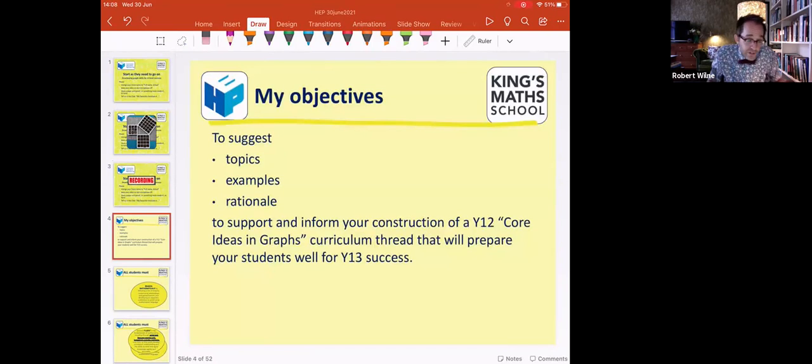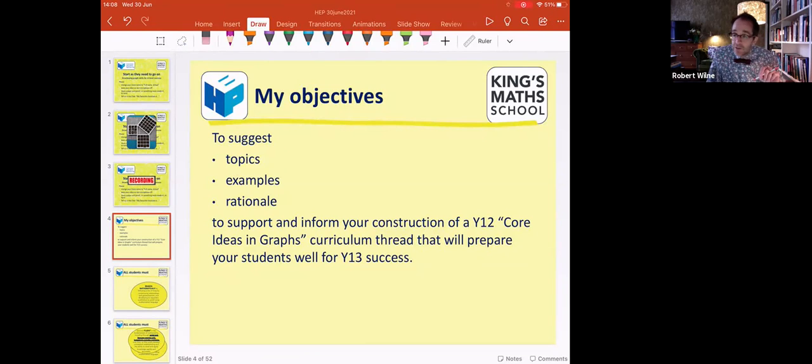Very much as last time, those are my objectives. I'm going to suggest some topics, I'm going to suggest some examples, and I hope I'm going to suggest the rationale. Basically, why did I choose the examples that I chose? Why did I write the questions that I wrote? Why do I approach these topics in the way that I approach them? So that you can start thinking about what that core idea in graphs curriculum thread should look like.